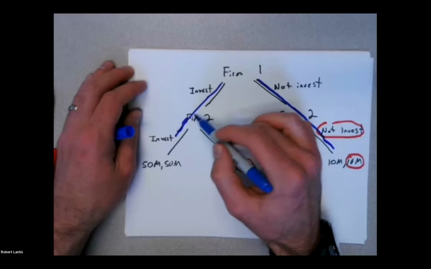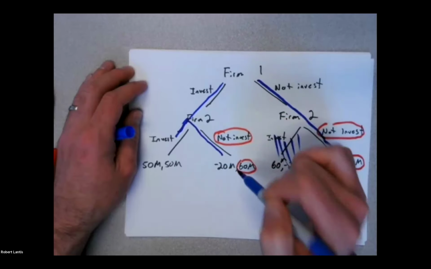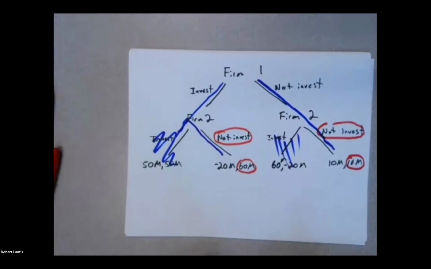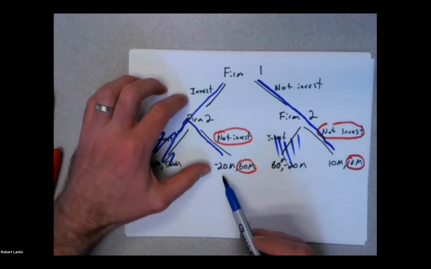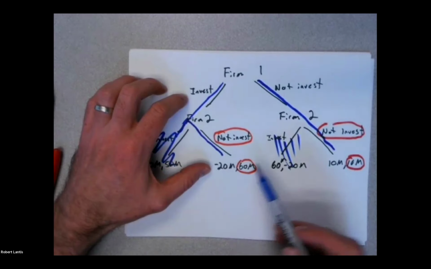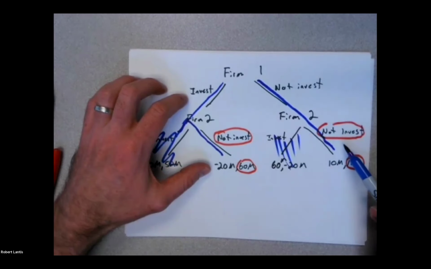Invest, oops, went too far. This is always going to be the outcome. So I shouldn't even consider this as an option. So if I choose to invest, I know firm two would always not invest, and I'll end up with negative 20. If I choose to not invest, I know firm two will always choose not to invest as well. I'll end up with 10.